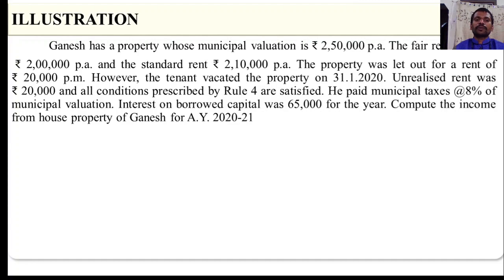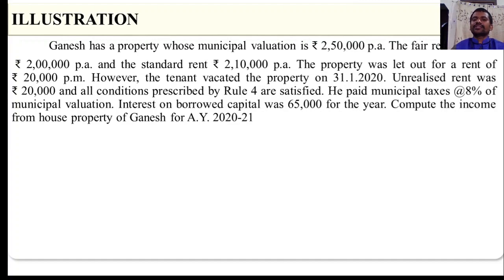He paid municipal taxes at 8% of municipal valuation. Municipal valuation is 2,50,000. 8% means how much? 20,000. This municipal tax is allowable for deduction out of gross annual value. We deduct the municipal tax from the gross annual value. What we get after deducting is the net annual value.